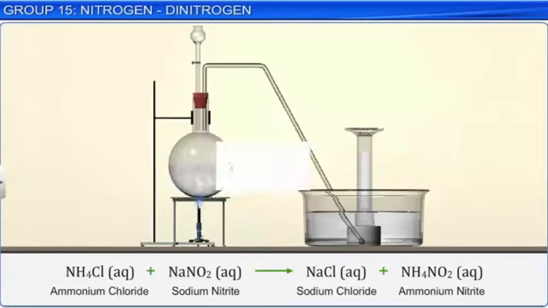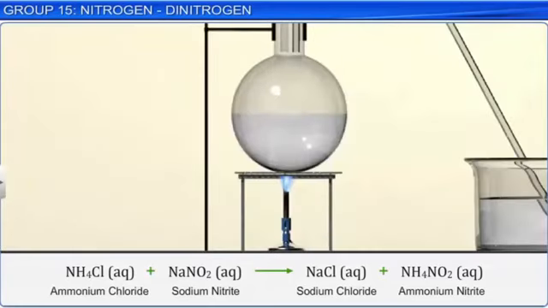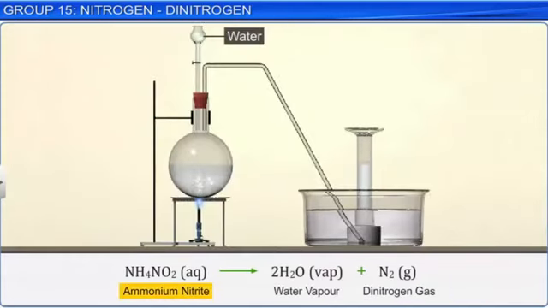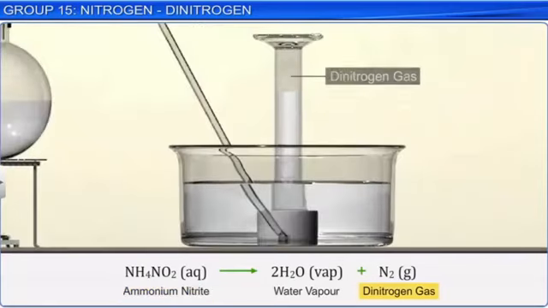In the laboratory, dinitrogen is generally prepared by gently heating equimolar aqueous solutions of ammonium chloride and sodium nitrite. Ammonium chloride and sodium nitrite react to form ammonium nitrite, initially as shown in the equation here. The ammonium nitrite so formed immediately undergoes decomposition to liberate dinitrogen gas.